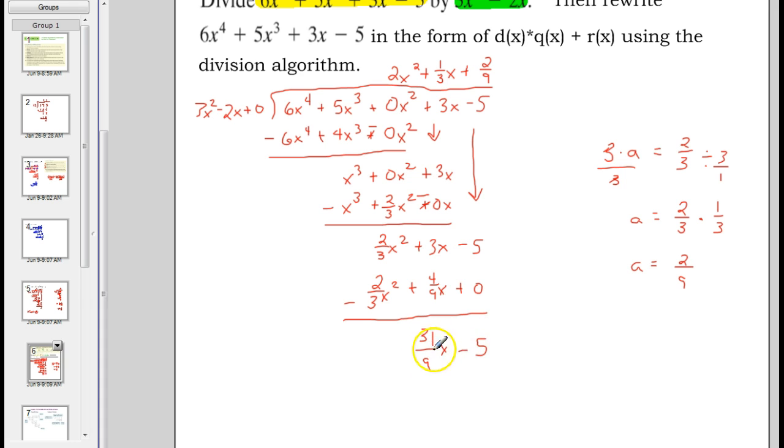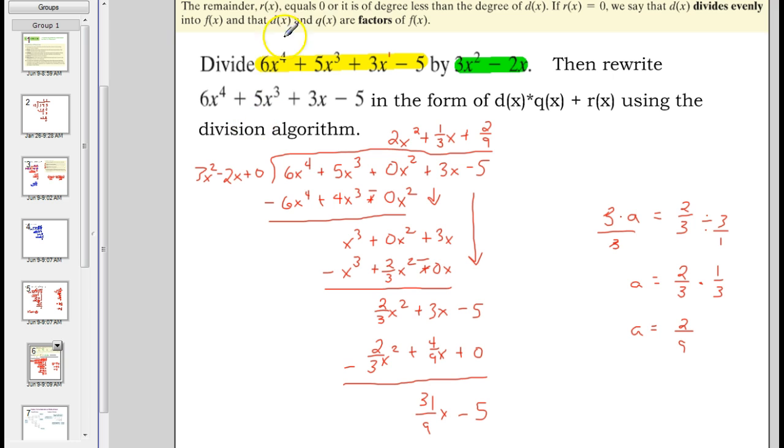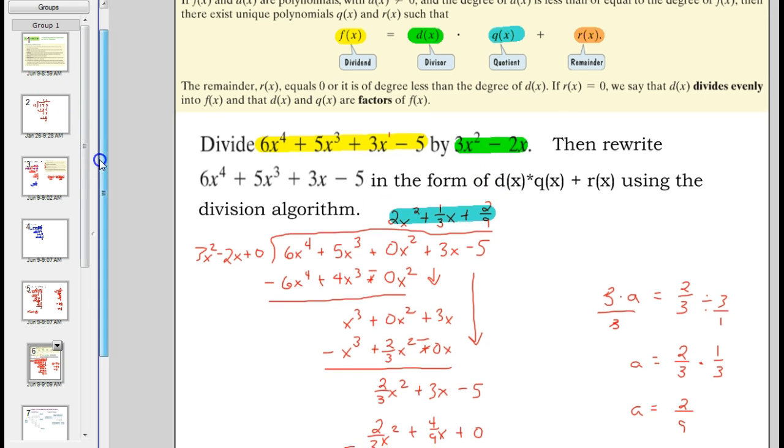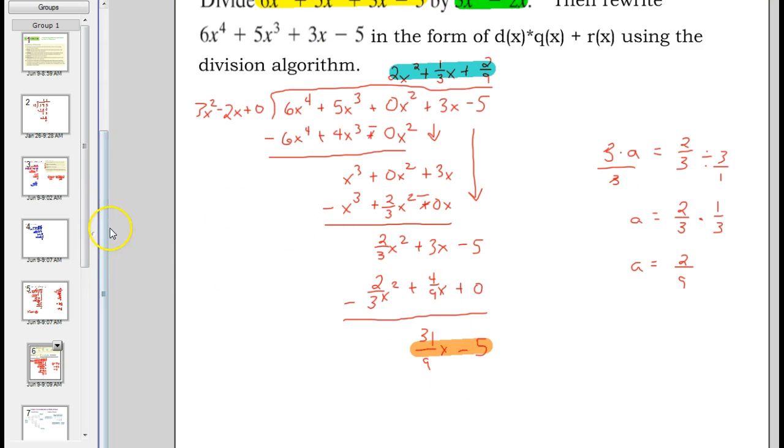So there is our remainder. So we got the rest of what we need now. There's the quotient, plus there's the remainder on the very bottom. So we're ready to go. We're ready to write this using the division algorithm.